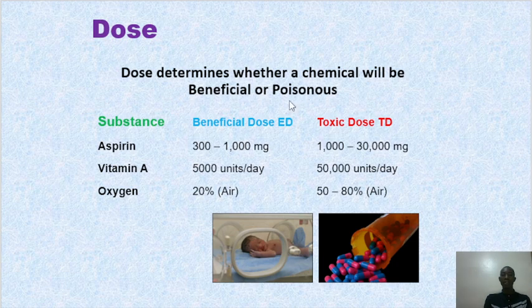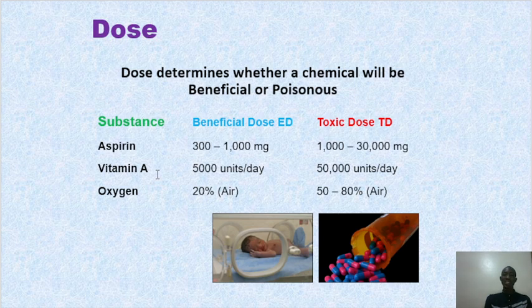That's meaning death. An example is aspirin. Aspirin can be beneficial when you take 300 to 1000 milligrams. But when you take above 1000 to 30,000 milligrams, then it will be toxic. This is like if you take 2 tablets, it will play a beneficial role, and that's why we call it an effective dose. When you exceed 1000, it becomes now a toxic dose. And we always note effective dose as ED and toxic dose as TD.